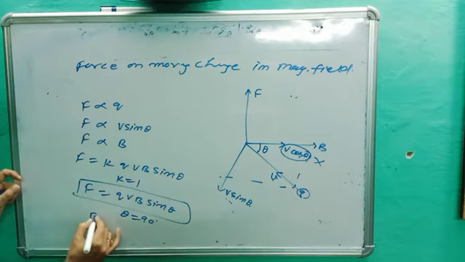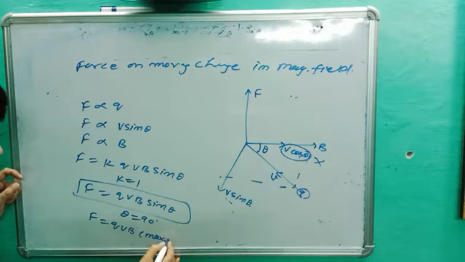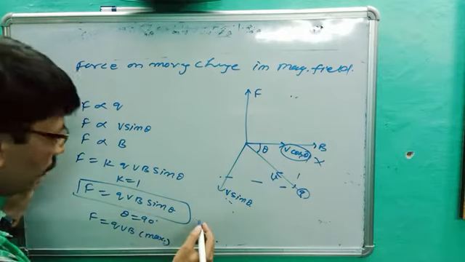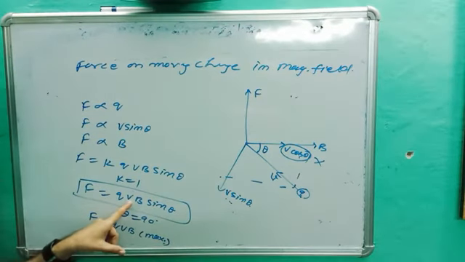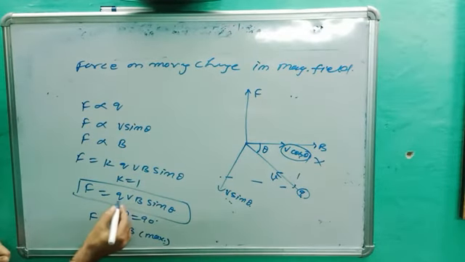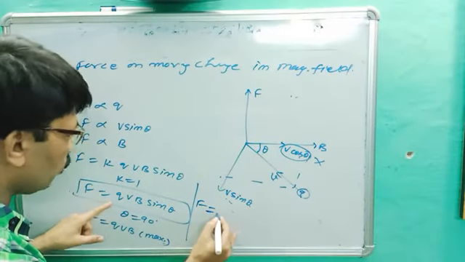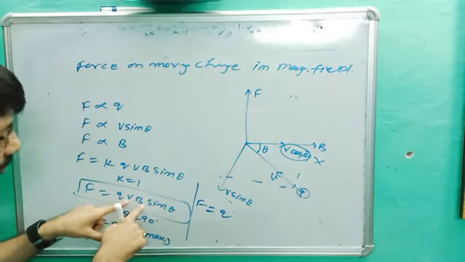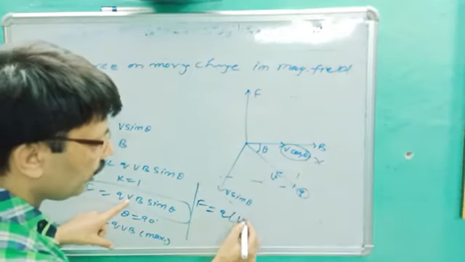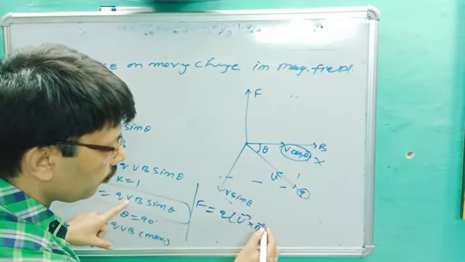At 90 degrees, F is equal to QVB, and this force will be maximum. In vector form, which is very important, AB sin theta could be written as A cross B. So VB sin theta could be written as V vector cross B vector, and F is equal to Q, which is a scalar, times V vector cross B vector.